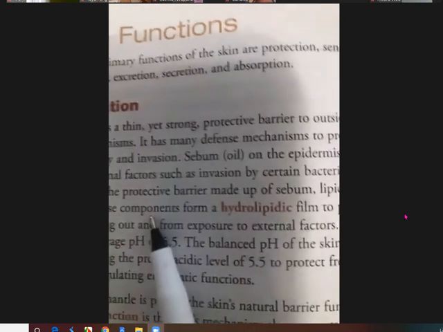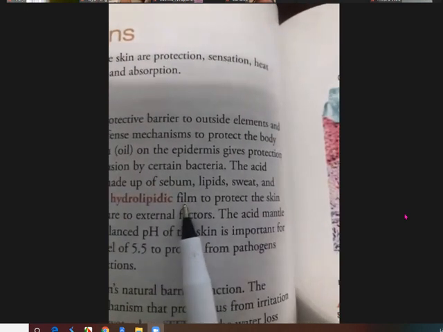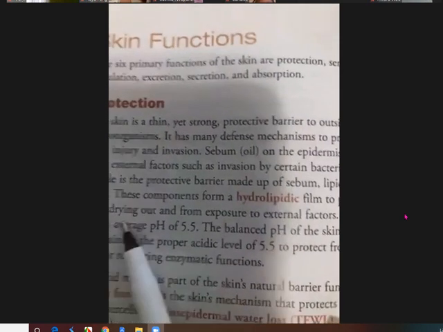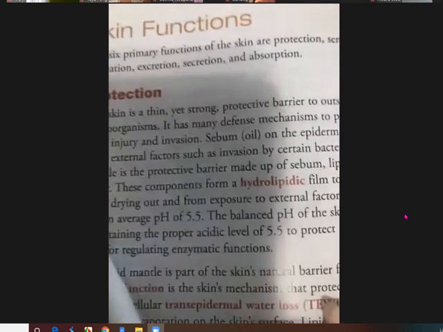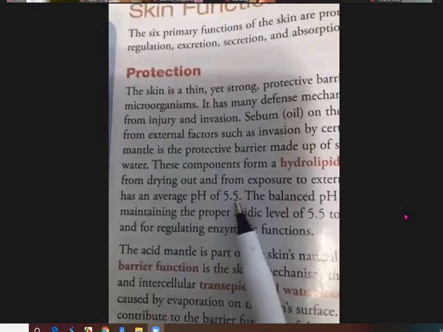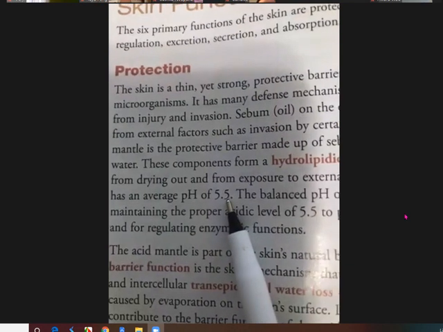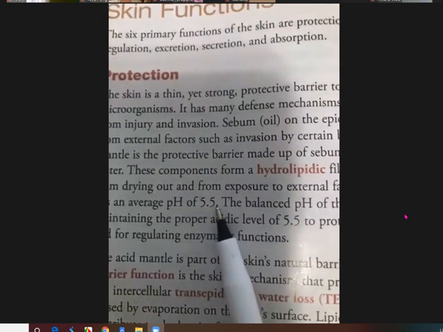Now, these components, that means all this form a hydrolipidic film to protect the skin from drying out and from sun exposure to external factors. The acid mantle has an average pH of 5.5. That's why it's called acid mantle, because the pH is acidic. So our skin's pH is 5.5.